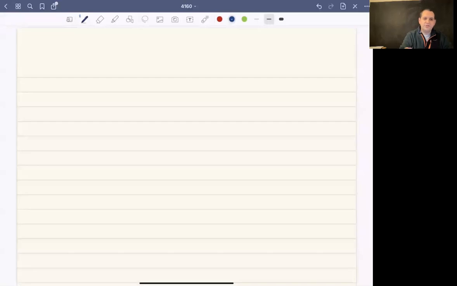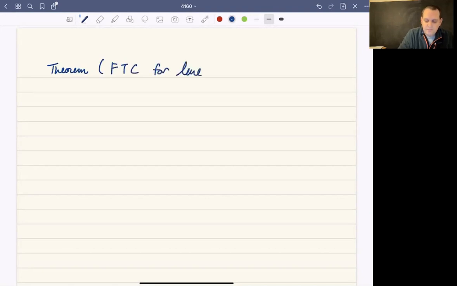So next I want to address the issue of path independence that we brought up before when we were integrating z squared over these various regions. So what I want to do is talk about an analog of the fundamental theorem of calculus. I'm going to call this a fundamental theorem of calculus for line integrals. That's the way I think of it anyways.